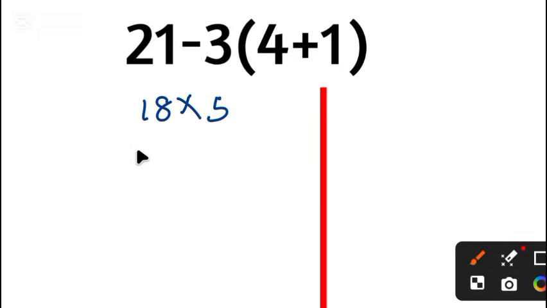And then 18 times 5 would give us 90. Looks simple, right? But this answer is not correct.